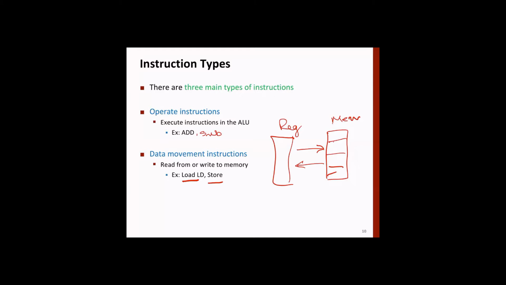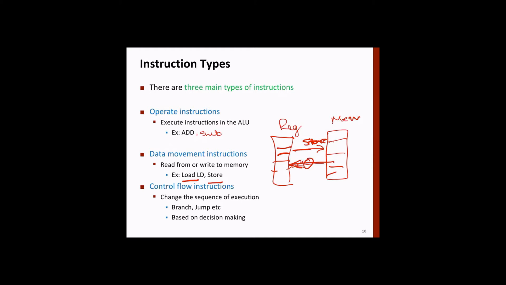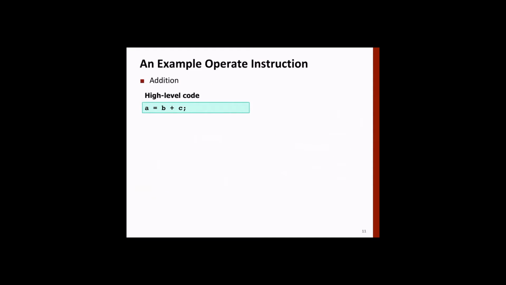Something that is there in memory, we want to load into a particular register, that's called load, and from a register to memory, that's called store. Could you understand it? Okay, and the third type of instruction is control flow instruction like branch or jump, that we saw last time.